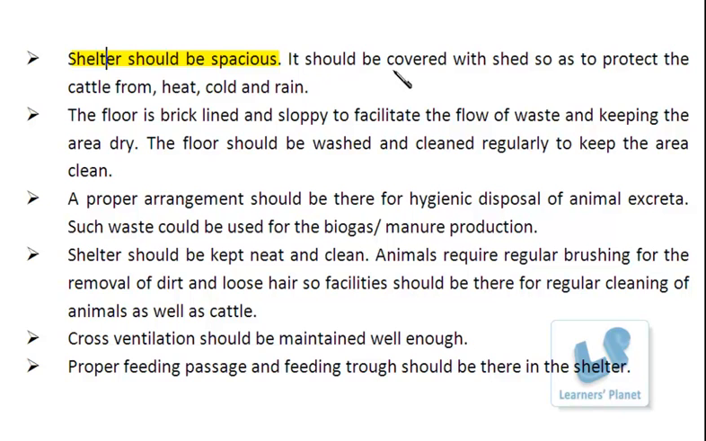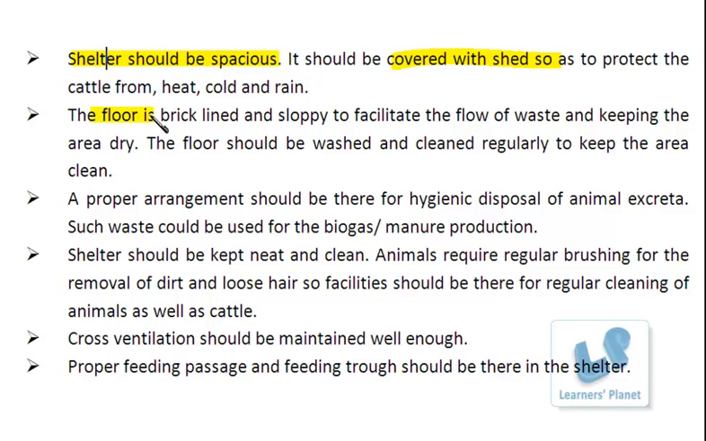Besides this, the shelter should be covered with a shed, and this is required to protect these organisms from the varying climatic conditions, like heat or cold or rainwater and so on. So to protect from all these factors, proper shading should be maintained.